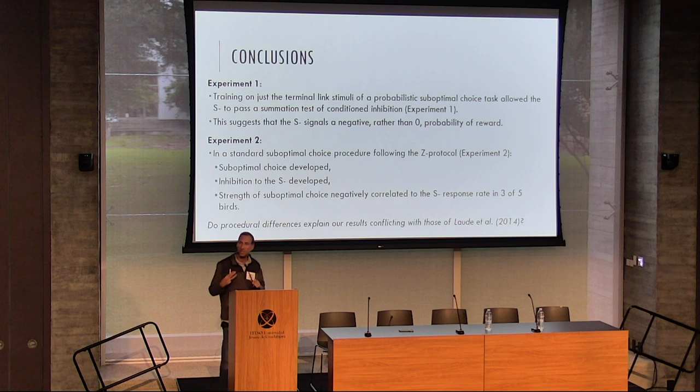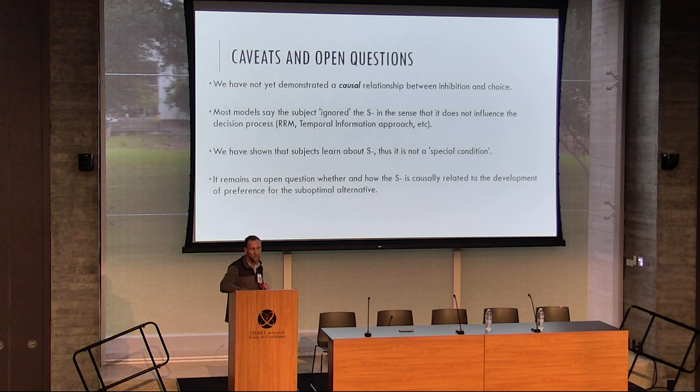So one question this leaves us with is what are the procedural differences between our procedure and Zentall's procedure, the magnitude task, that led to these differences? It also leaves us with some caveats and open questions. We showed a correlation between strength of S minus response rate and suboptimal preference, but we didn't show that there was a causal relationship, in that development of inhibition to S minus was necessary for suboptimal choice to develop. We're planning future experiments to look at that.